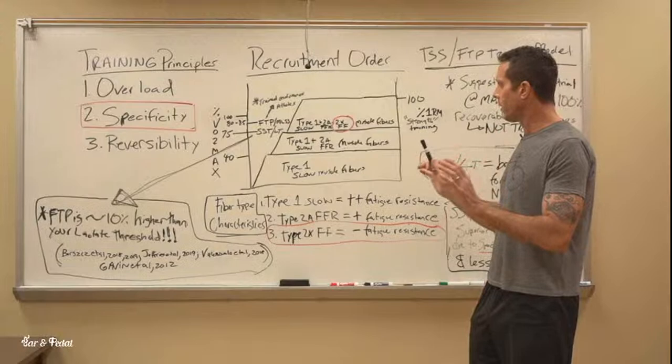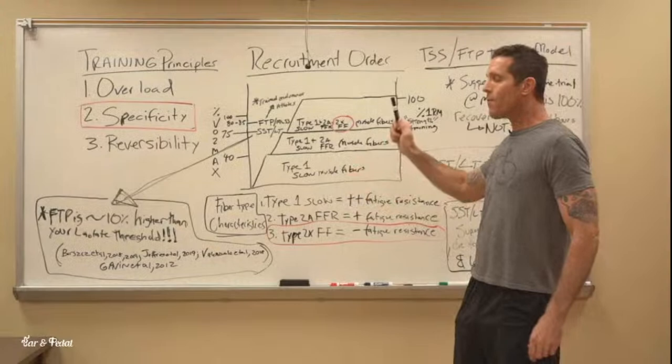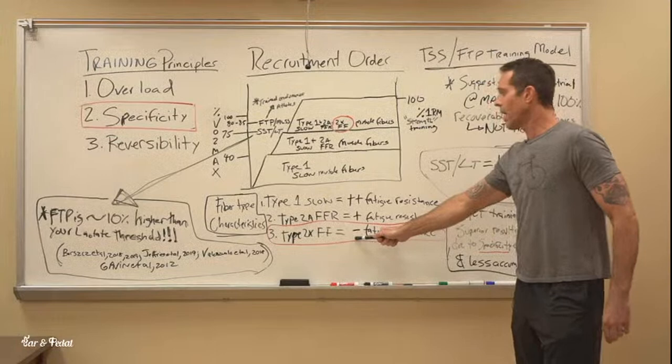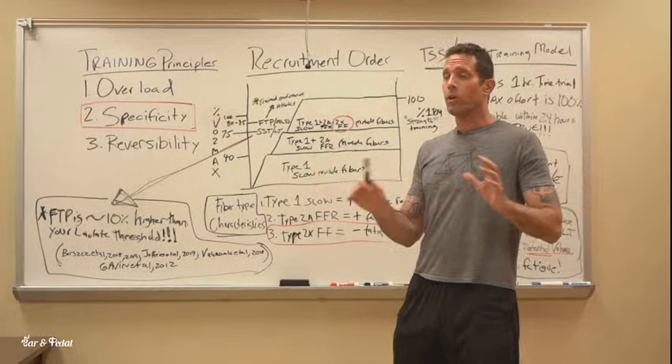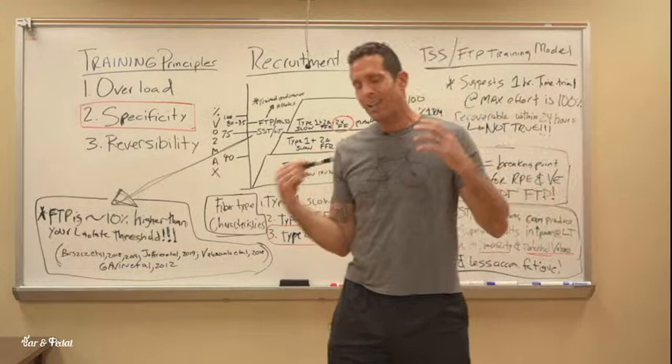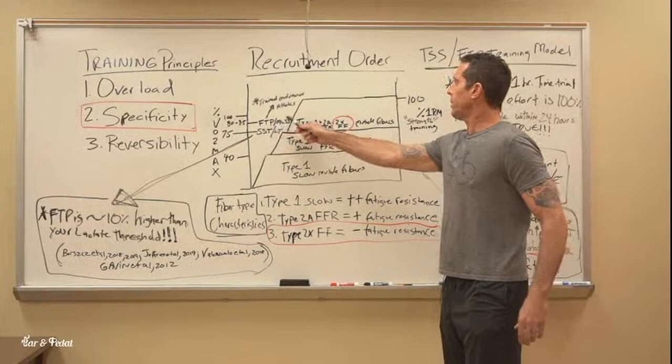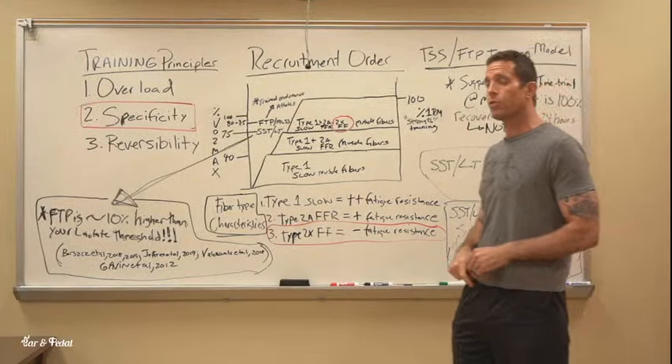The problem with this is you start recruiting a significant portion of 2X fast fatigable, or FF, fibers. These fibers have a terrible fatigue resistance. So when you're consistently doing volume in training, and again, volume is the greatest thing, if you do 10 seconds at your FTP, it's not going to contribute to a lot of fatigue. But if you do an hour at your FTP, where you're training a lot of these 2X fibers, you're going to produce some residual fatigue.